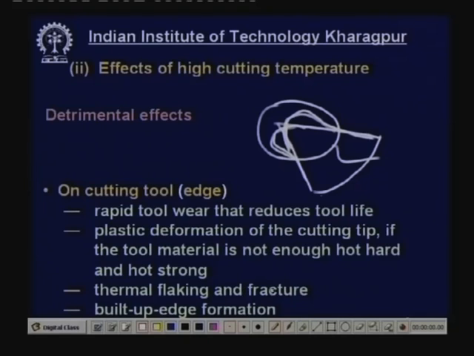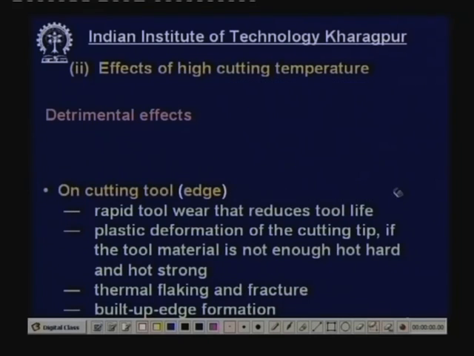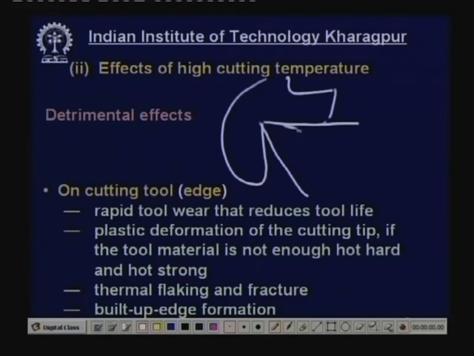Then thermal flaking and fracture. Now, what is it? This is the cutting tool and the chip flows over this. Sometimes a chunk of material gets removed in the form of flaking. So, this kind of material gets removed, particularly when the chip material sticks strongly on the rake surface. Then this kind, and sometimes the fracture can also take place. There can be fracture like this, thermal fracture because of high thermal gradient. This can happen.